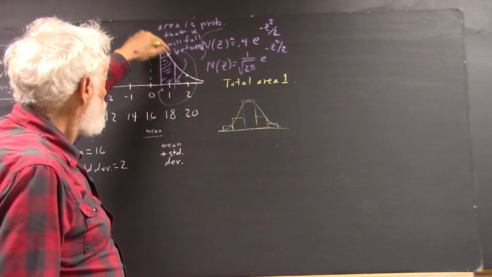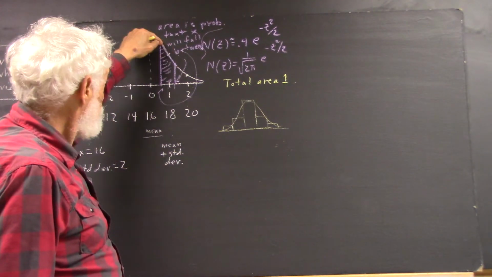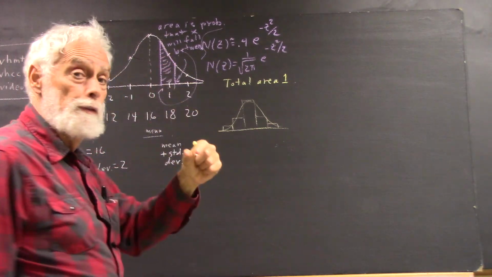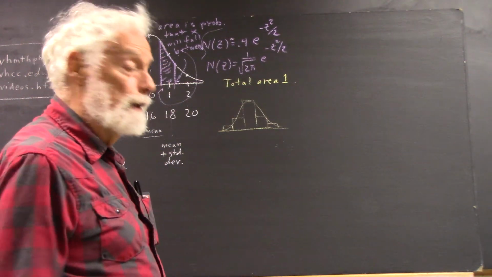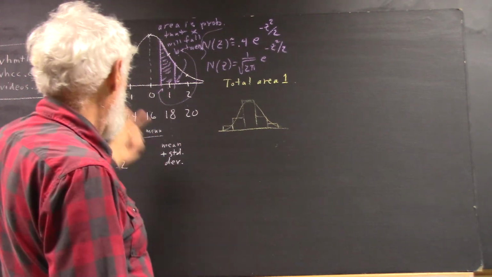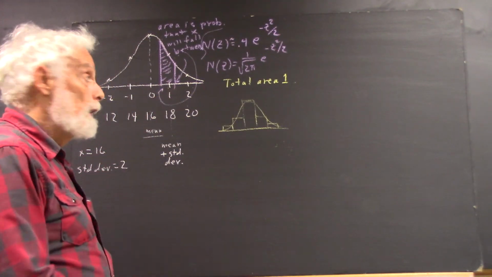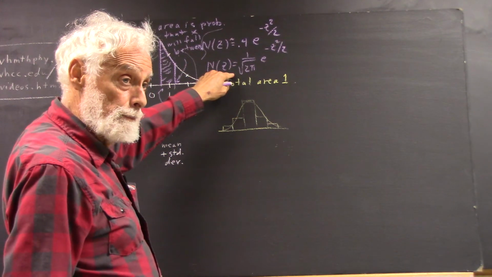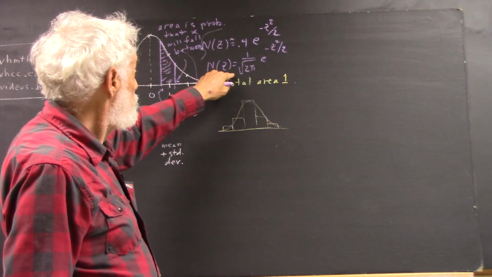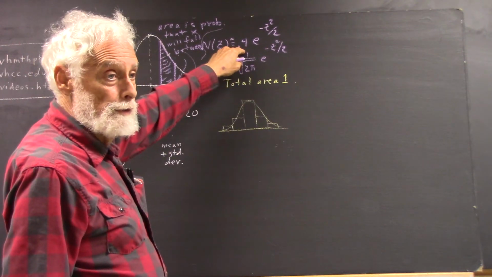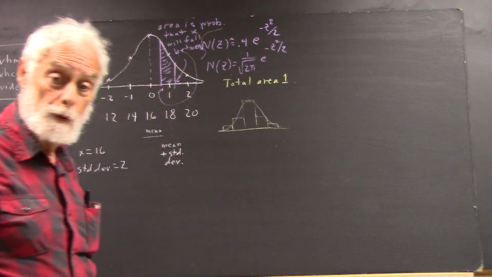And you can approximate this area by a trapezoid, or you can chop it up into as many little trapezoids as you like and evaluate those and add them up and find that area as accurately as you like using this formula. And you can get accurate enough for almost any purpose just using a 0.4 instead of the 1 over square root of 2 pi.